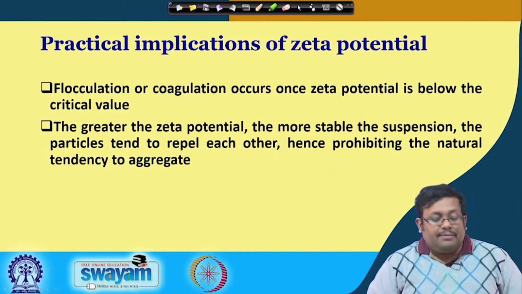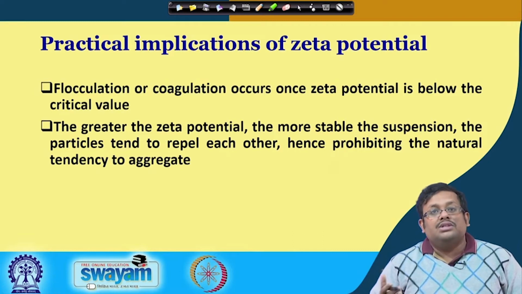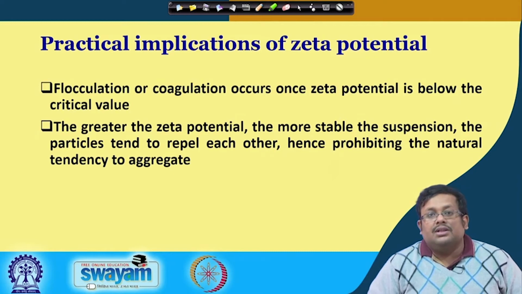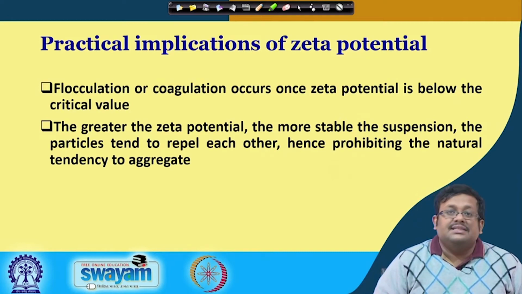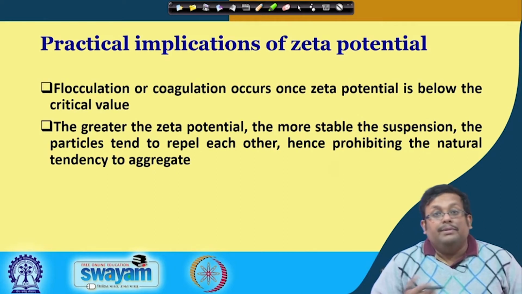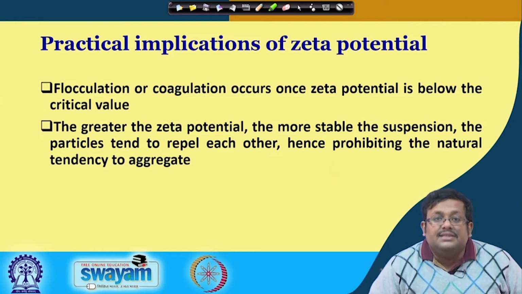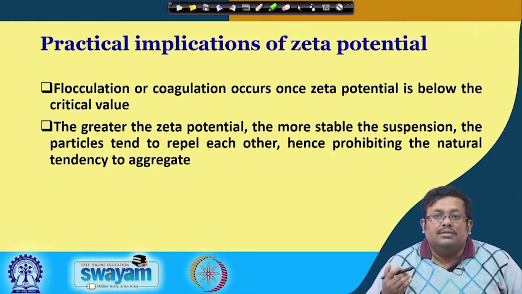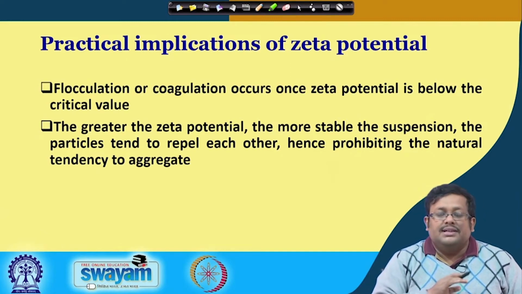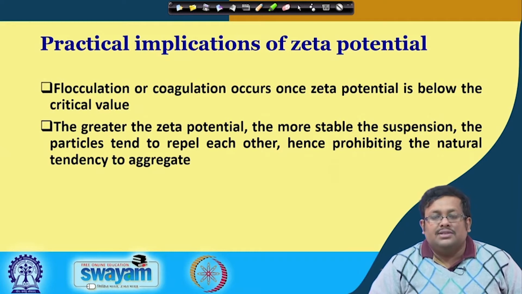Practical implication of the zeta potential: flocculation or coagulation occurs once the zeta potential is below the critical value. This critical value is called the isoelectric point, and the greater the zeta potential, the more stable the suspension. The particles tend to repel each other, hence prohibiting the natural tendency to aggregate, and this repulsion and stable suspension is not helpful for the growth of the plant, because it creates unfavorable soil physical conditions.